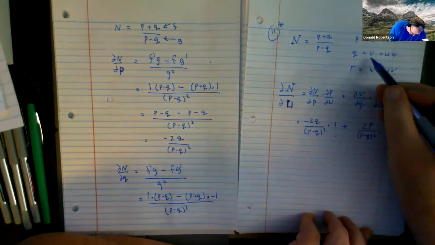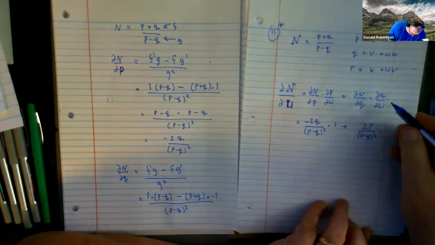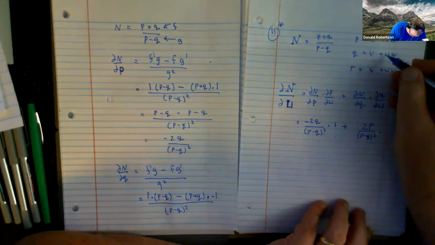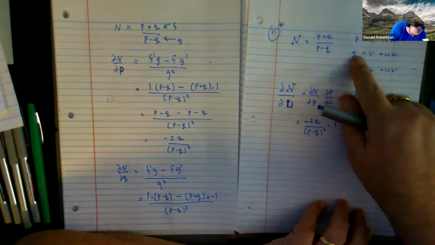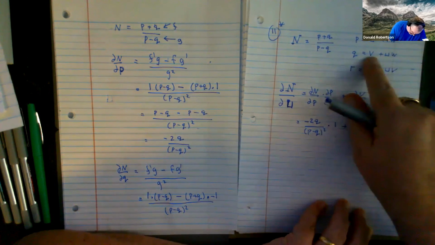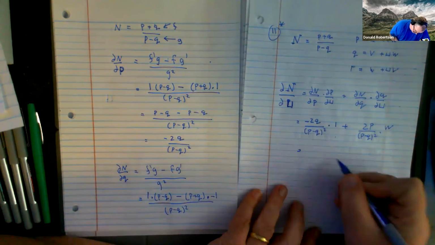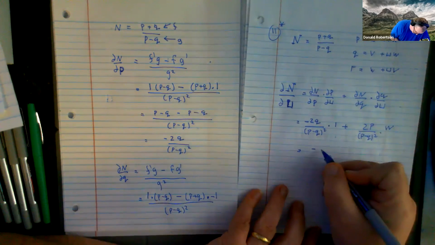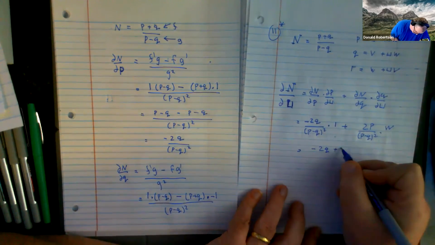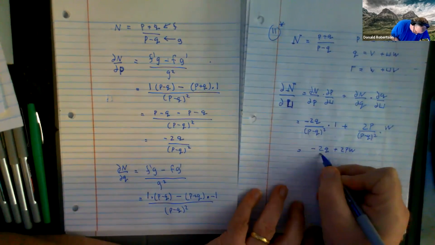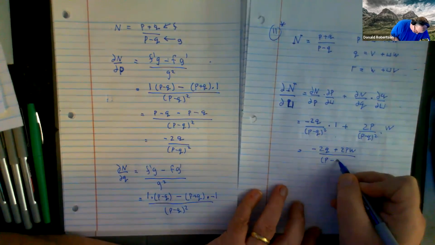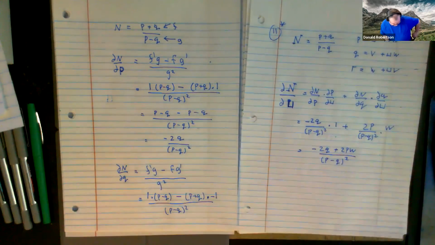And if you differentiate q with respect to u, so if you take the partial derivative of this function with respect to u, you get a w. So it looks like we're going to get negative 2q plus 2pw all over this guy. Does that look okay?